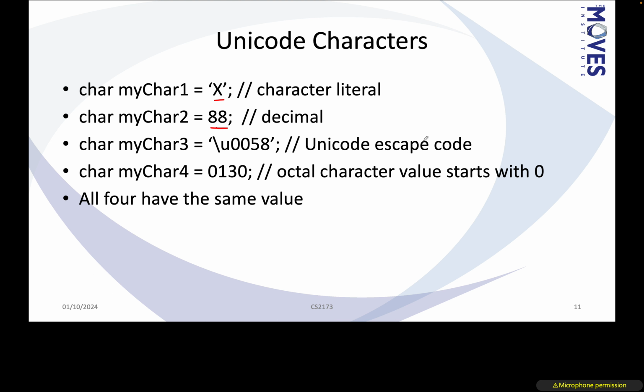Now a Unicode escape character, again notice it's in single quotes, so it's a character, but if I start with a \u and then give the Unicode code, that will also print as a capital X. And then, okay, it's kind of hard to tell, this is a 0 here. If I start a number with 0, it's an octal. Okay, so these all have the same value. Again, we can verify that.